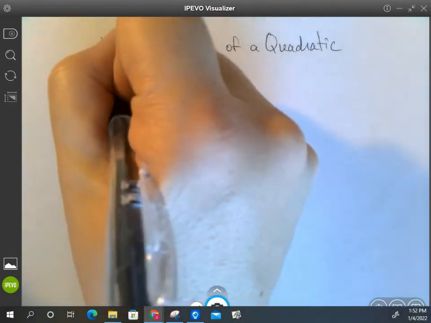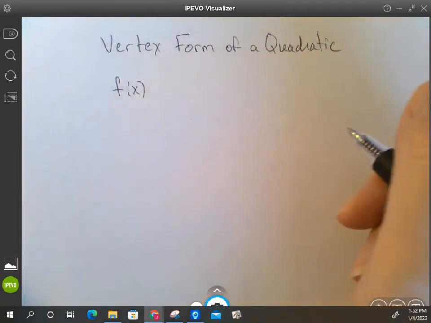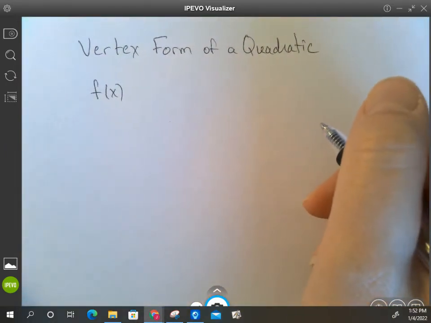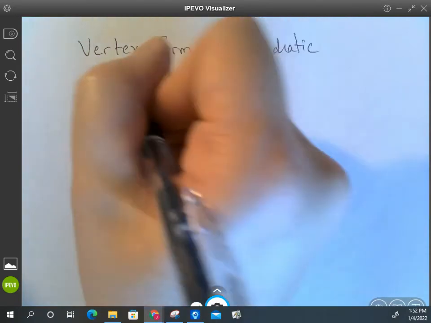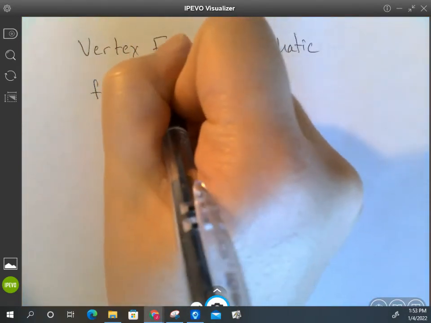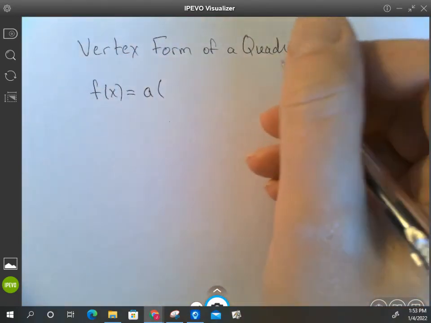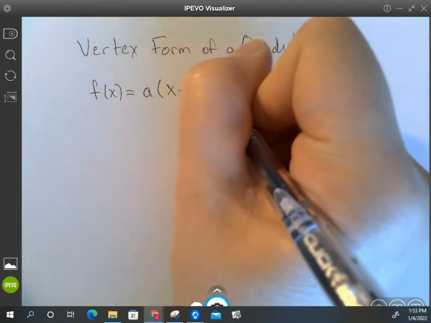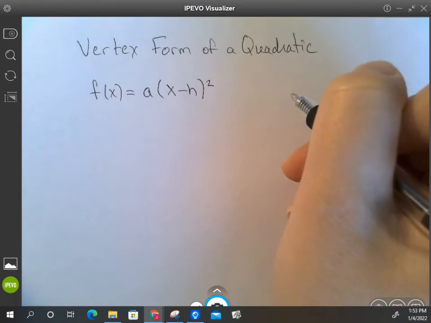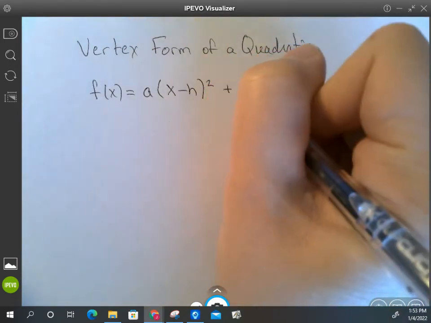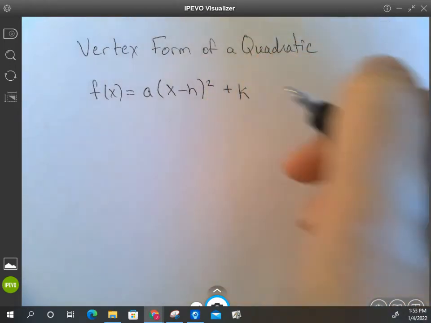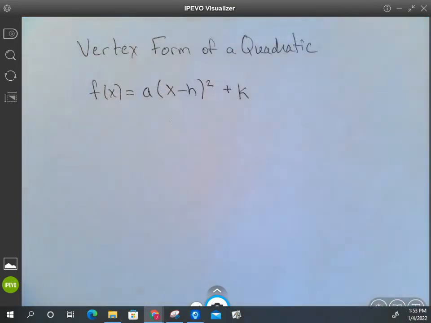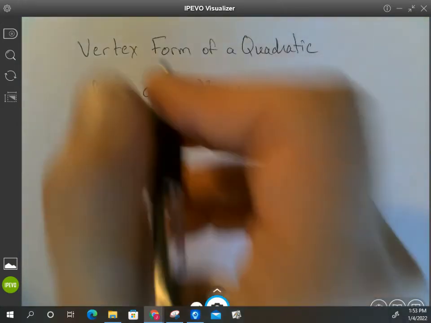Any takers? I'll start. f of x, or y equals... No brave souls, huh? a times the quantity x minus h squared, plus k. So we definitely, a is used the same here, but we don't use b and c. We do use h and k. They do different things.